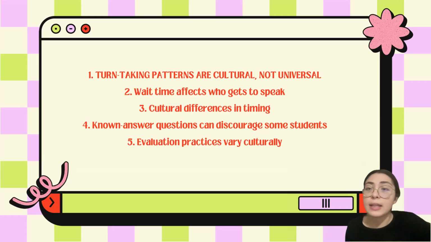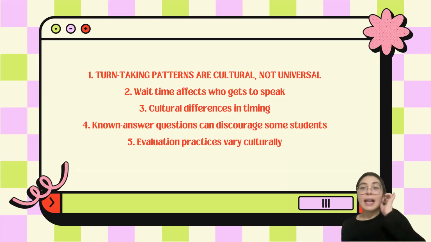And third one is cultural differences in timing. Interaction norms differ across communities. And fourth one is known answer questions can discourage some students because they're going to think, if you know the answer, what's the point of saying the answer? Like, why ask if you already know? And this can silence students with such school-based questioning. And evaluation practices vary culturally. Like in some societies, praising an individual is unusual or even inappropriate.